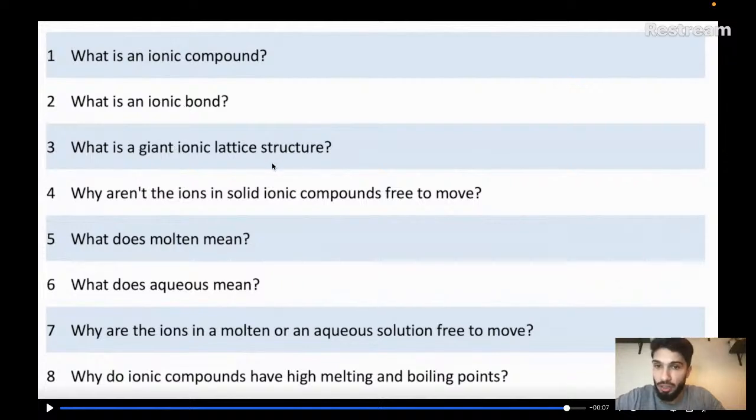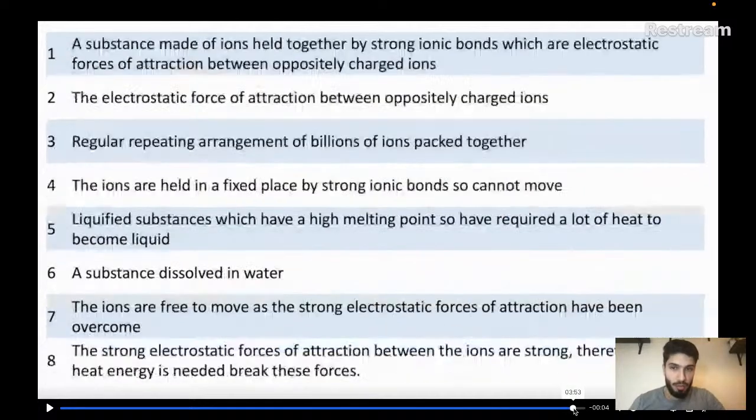What is a giant ionic lattice structure? That links to your understanding of chemistry. Why aren't the ions in solid ionic compounds free to move? That links to a real exam question. And especially down here, question 8, why do ionic compounds have high melting and boiling points? So let's just go over the key questions and the answers to recap from last week.